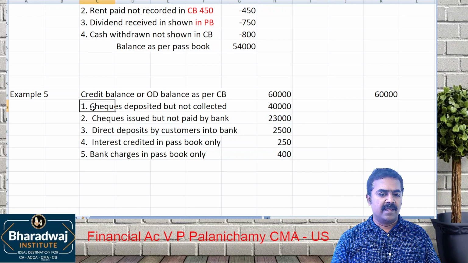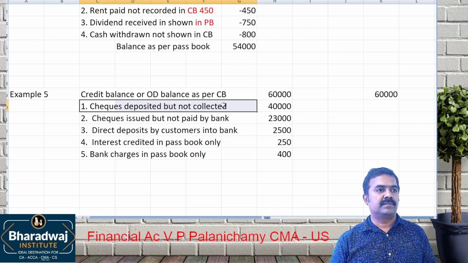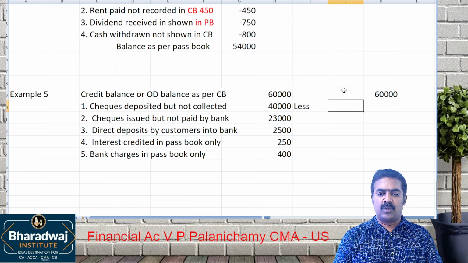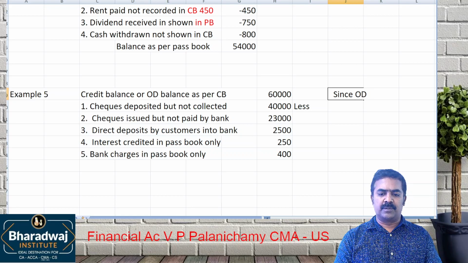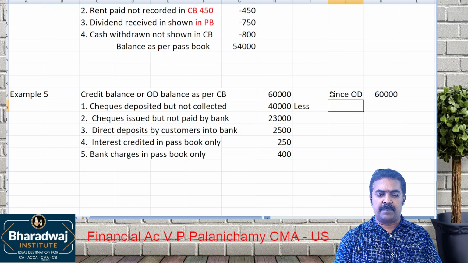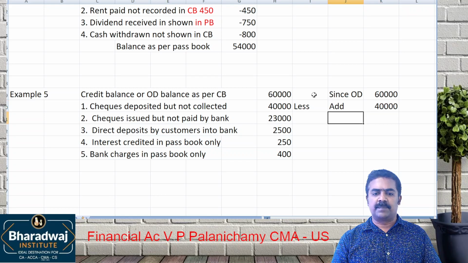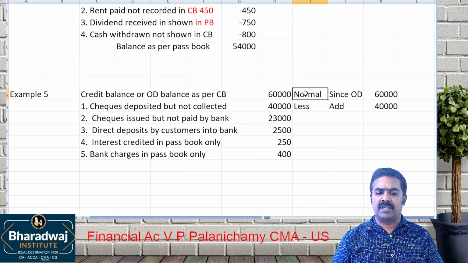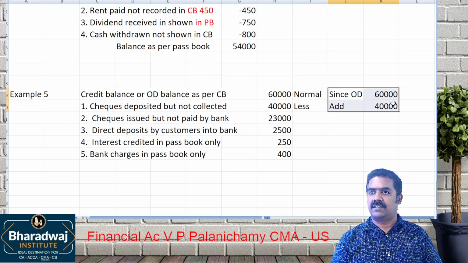For example, check deposited but not collected. If it is a normal balance, what we would have done? We would have reduced it. Since OD is a starting point, what to do? Add 40,000. Simple. Since OD is a starting point, just change the sign.